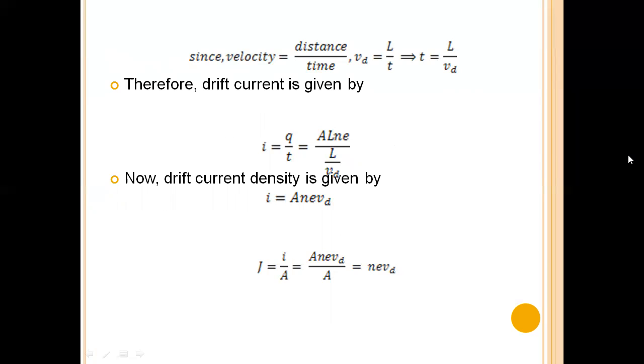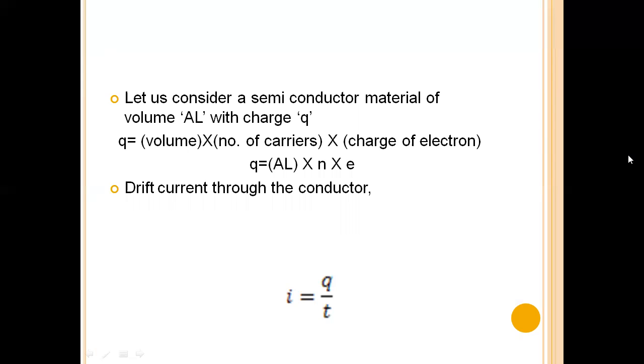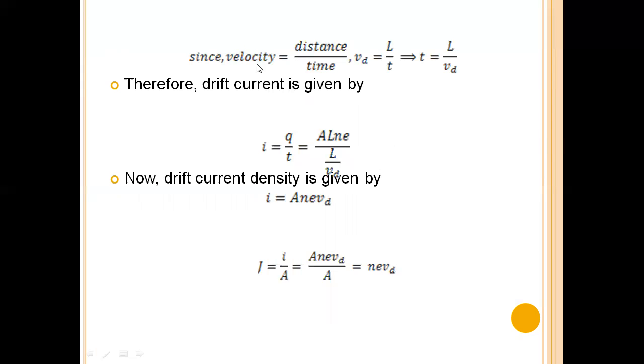To calculate Q value, we had already discussed the charge of the semiconductor material as volume into number of carriers into charge of the electron, that is AL into N into E, whereas T can be expressed in terms of velocity. So velocity is equal to distance by time. Then drift velocity is equal to length of the semiconductor by time. That is, time is equal to length of the semiconductor by drift velocity. So in place of time, just replace it with L by Vd. Rearranging the terms, current is equal to A N E Vd.